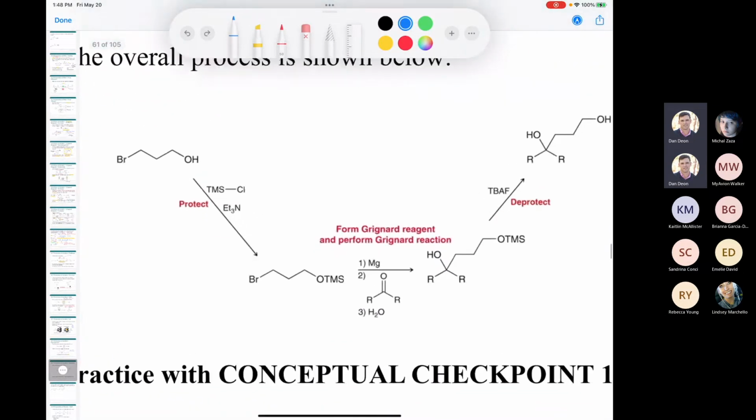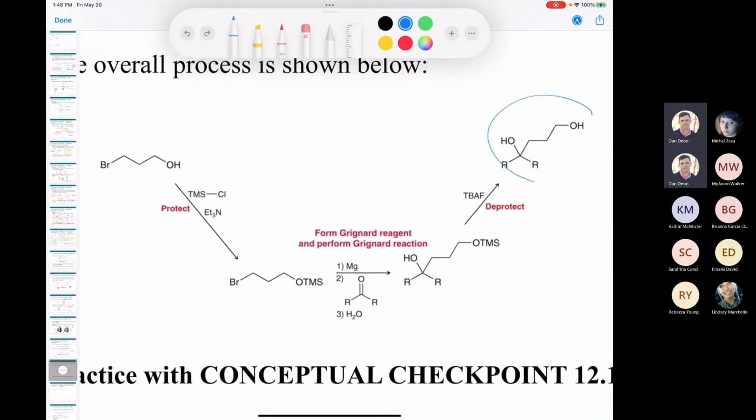Here is an overall process. Here's how you'd make this molecule from this molecule. The first step is we're going to protect the alcohol as a silyl ether. We do that by treating it with trimethylsilyl chloride and triethylamine. Now you can treat it with magnesium to make your Grignard reagent. So now you've got the Grignard reagent formed, and you still have your silyl ether intact, and that is going to act as a nucleophile and attack the carbonyl.